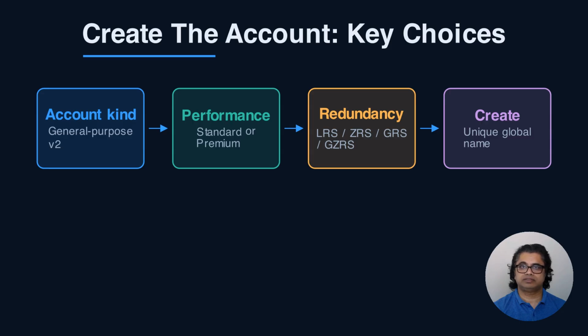Third, redundancy. Locally redundant storage, LRS, keeps 3 copies in one data center. Zone redundant storage, ZRS, spreads copies across 3 availability zones. Geo-redundant options, GRS, and geo-zone redundant storage replicate to a paired region for disaster recovery. Pricing and exact options change, so check the current Azure docs before committing.